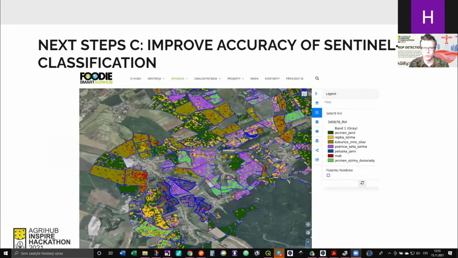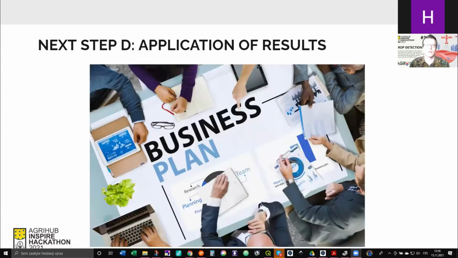Then also an important thing is classification based on Sentinel-1 data, but the accuracy of this classification is not very good. So we could also improve the classification of Sentinel-1, and we can do this by some pre-processing of the data or some other improvements. Also the next idea is to find some application of the results, which is very important, maybe the most important of all the things.